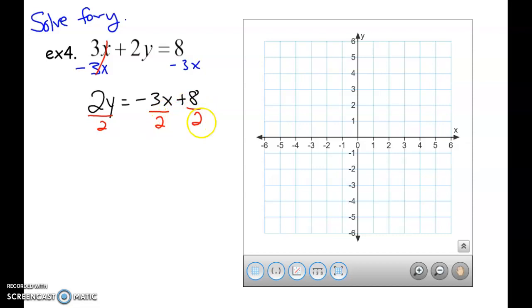Last step, get rid of the 2. So rewrite your equation and see if you can graph it out. So we get negative 3 halves x plus 4. So think about how we would graph that.